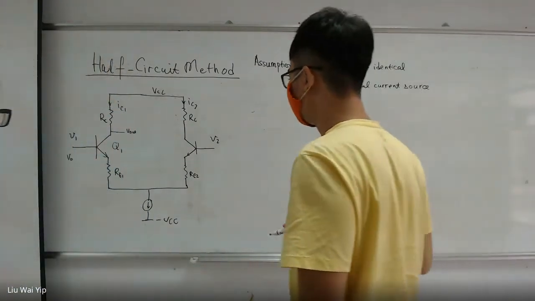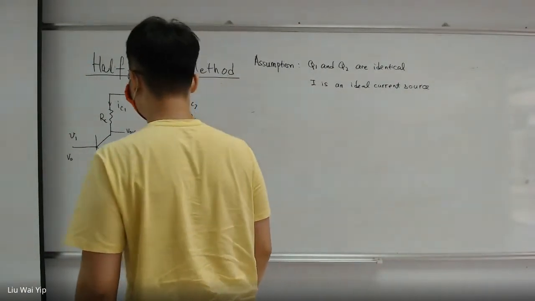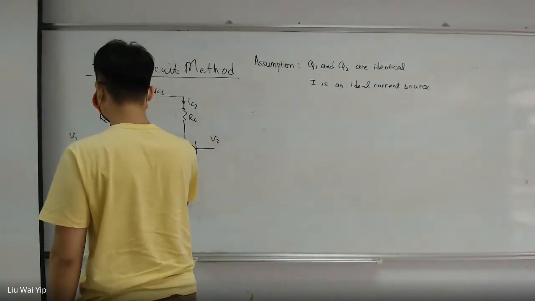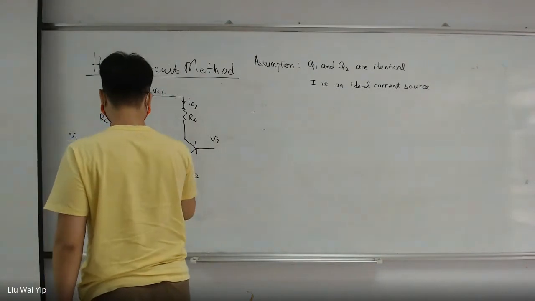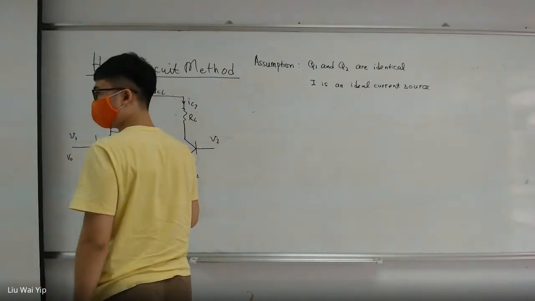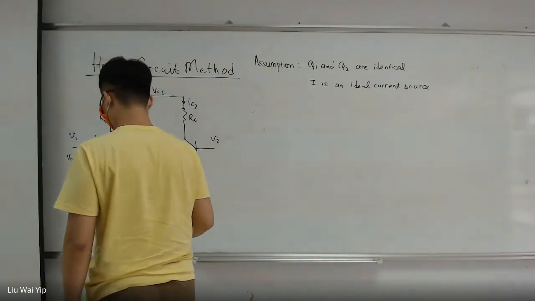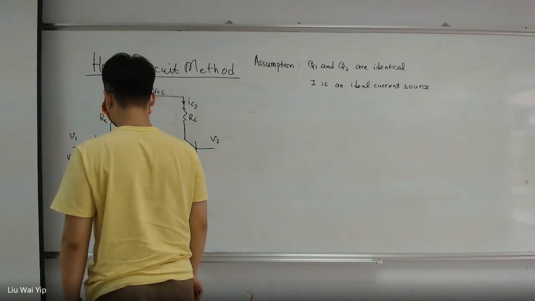So what is the first step? So the first step is that we transform the two resistors here into the pi model. Yeah, you can do that, but it's not necessary.